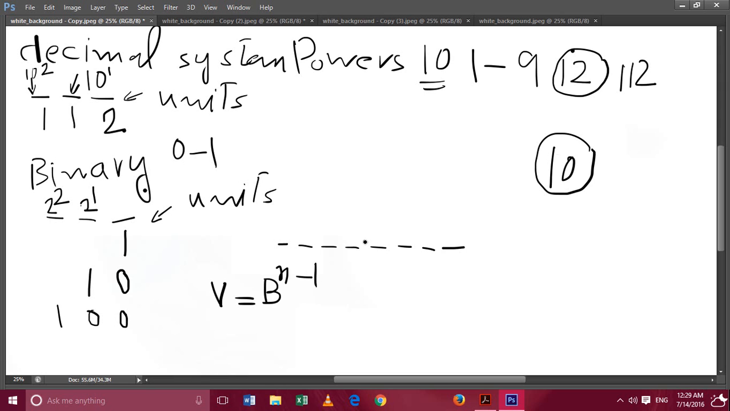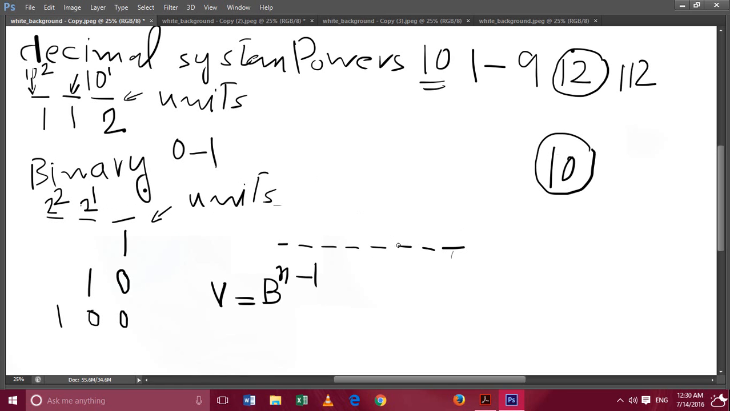What does that mean? b here means base. The base in the binary system is 2. n is the rank of this place. The rank of this place here is 1. This is 2, this is 3, this is 4. Like the example that we used here, this was the third place: 1, 2, 3. So this place is this right here.